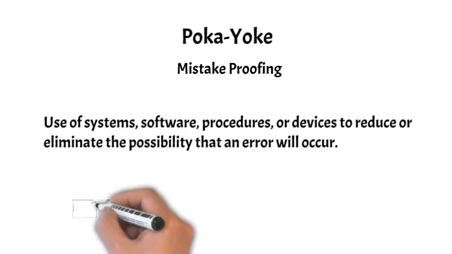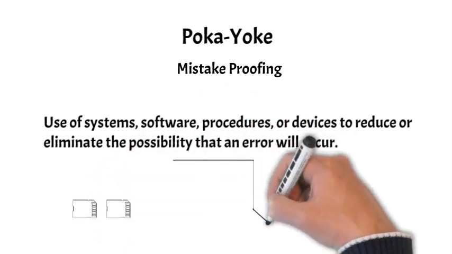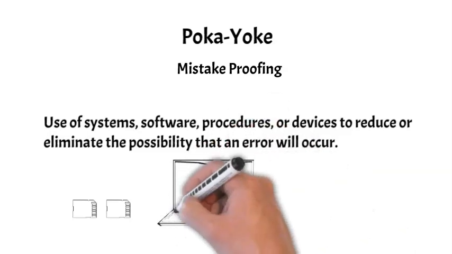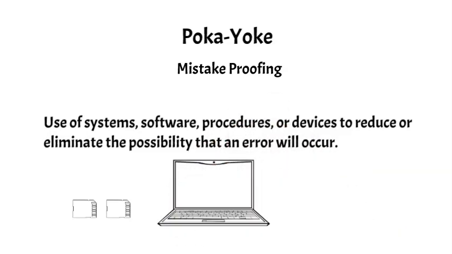Examples include the lane departure warning system in an automobile, SD cards that can only be inserted in one direction, and the handle on a lawnmower that will stop the blade from rotating when it is released by the operator.